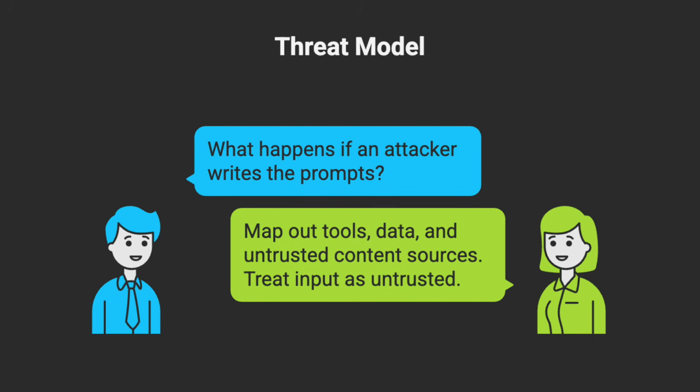Start by doing a threat model. Map out what tools your agents will use, what data it can see, and where untrusted content comes from. If your chatbot reads support tickets, treat each ticket as untrusted. If it calls a database, use a read-only token that can only see the relevant tables. Ask yourself, what happens if an attacker writes the prompts?